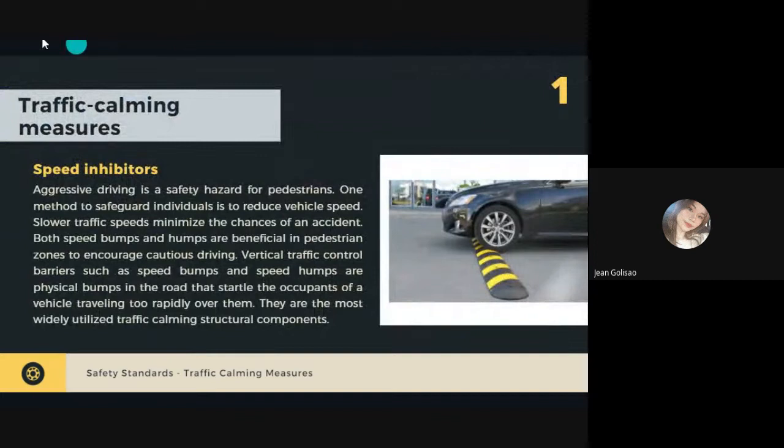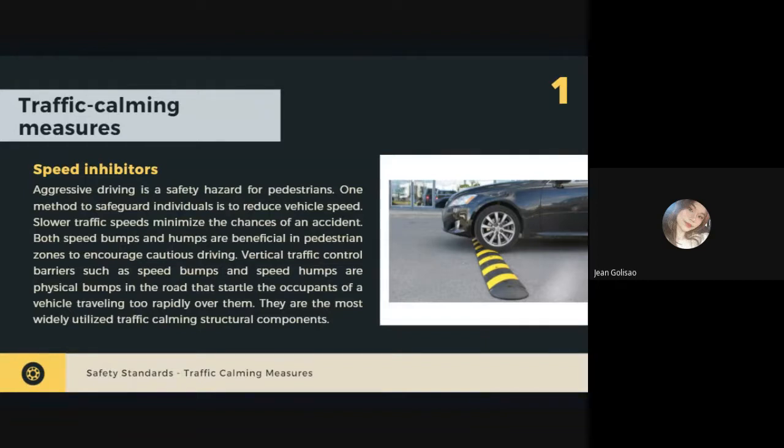So first off, we have speed inhibitors. Aggressive driving is a safety hazard for pedestrians. One method to safeguard individuals is to reduce the vehicle speed. Slower traffic speeds minimize chances of an accident. So both speed bumps and humps are beneficial in pedestrian zones to encourage cautious driving.